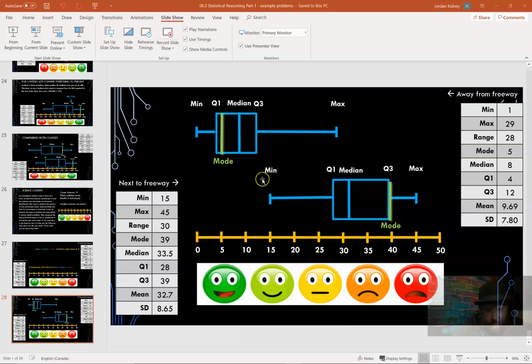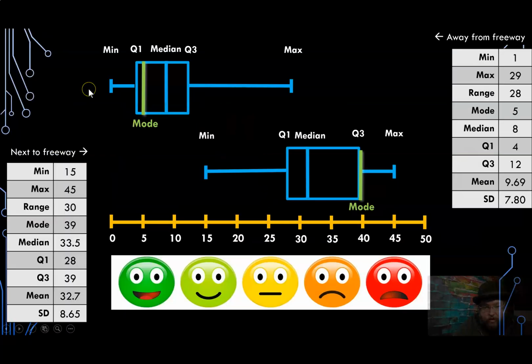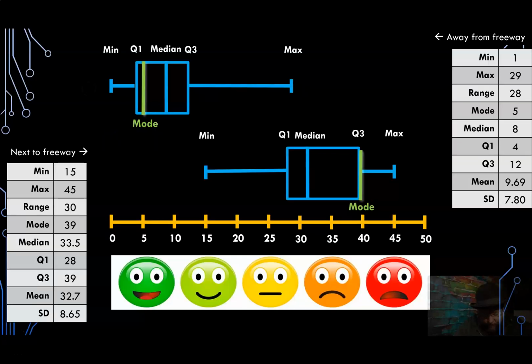I just clicked ahead. Give me 1 second. And so we know that 50% of the data is here, away from the actual highway, versus 50% up here.